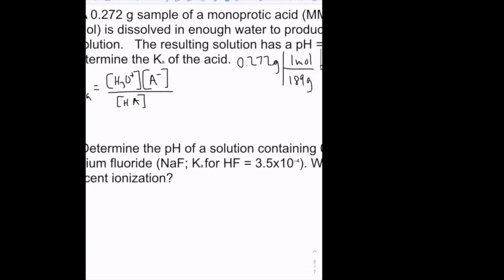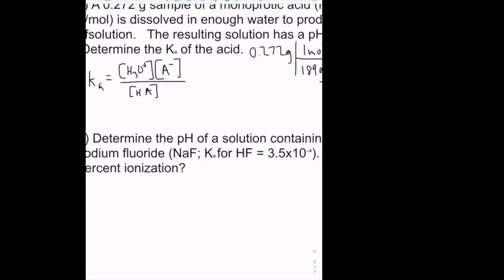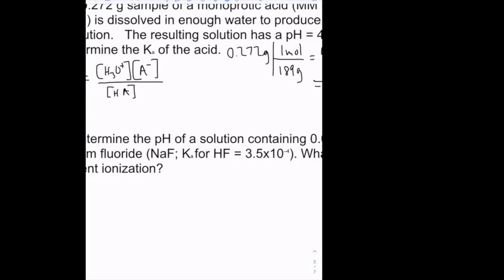So looking at this then, I'm actually going to set up the ICE table as well for how you would solve this problem. And so looking at how the ICE table would work, just generically, once again, you have HA plus H2O gives you A minus plus H3O plus.